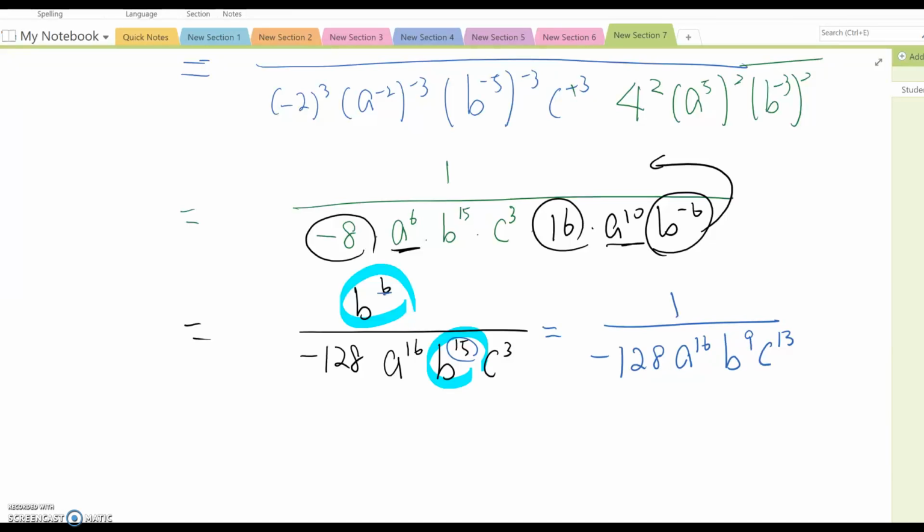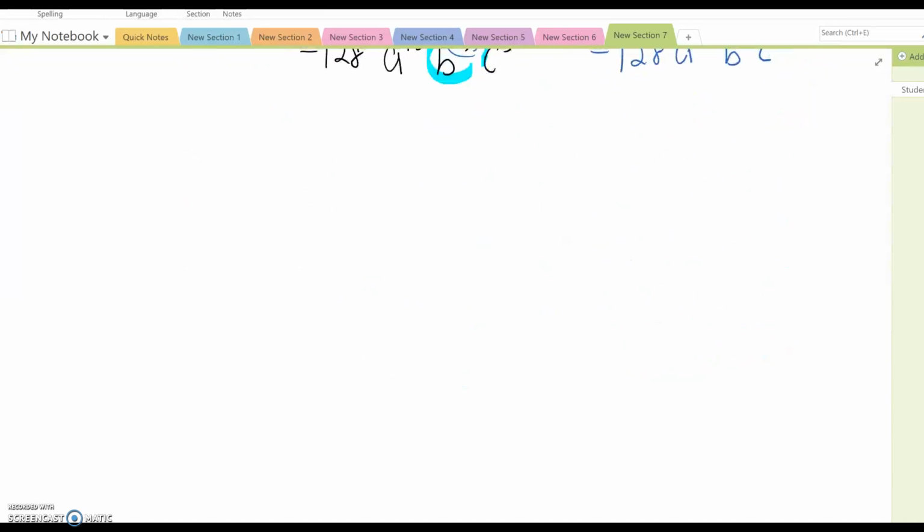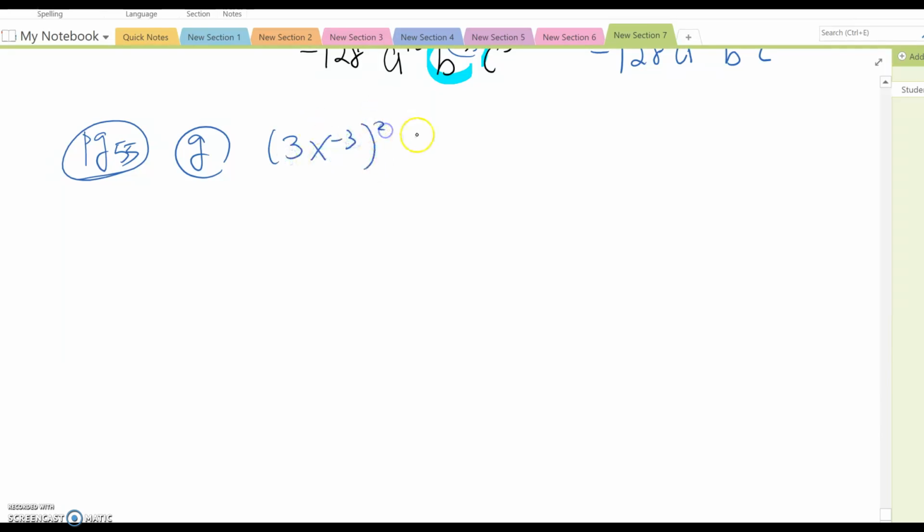Okay, let's do a few more examples of properties of exponents before moving on to rational exponents. So still page 55. We want to talk about letter G. Then it shows 3x to the negative third, all to the square power, and x fourth over x squared.